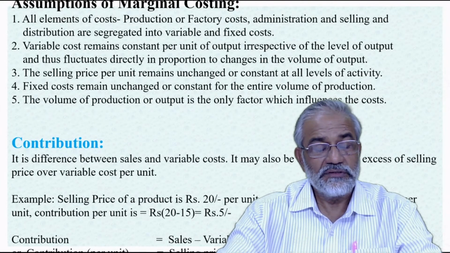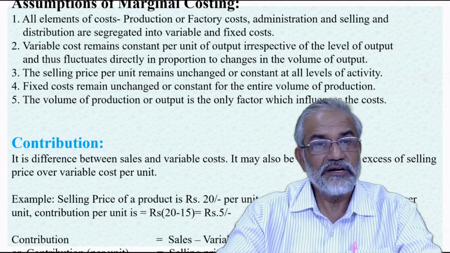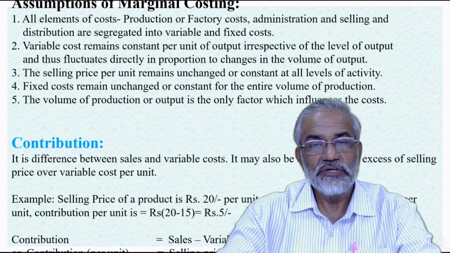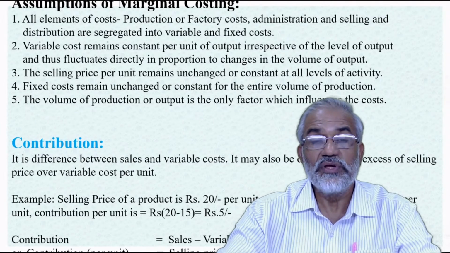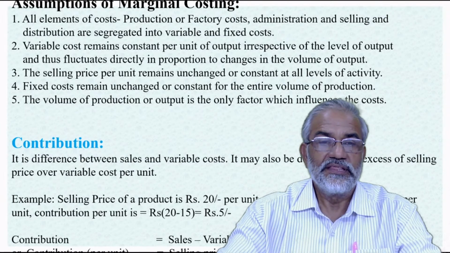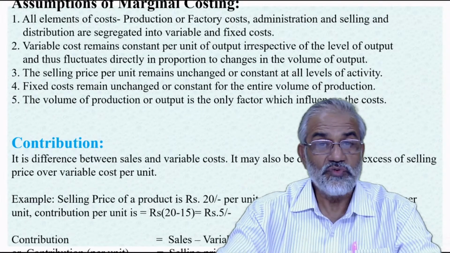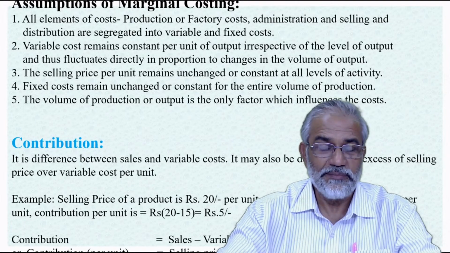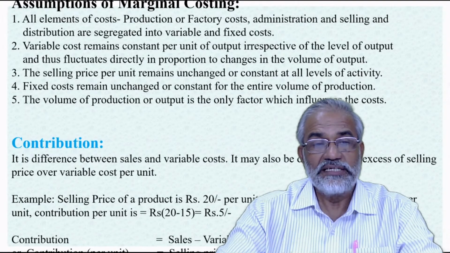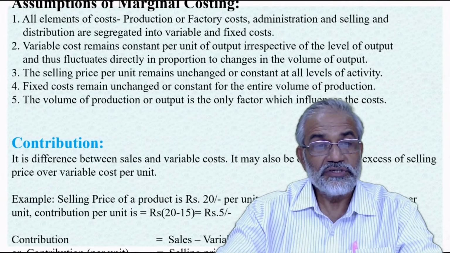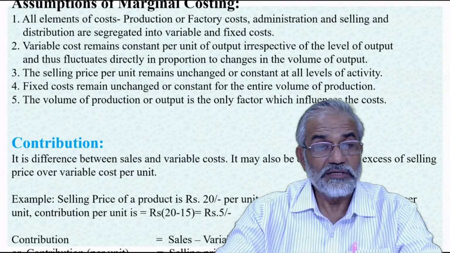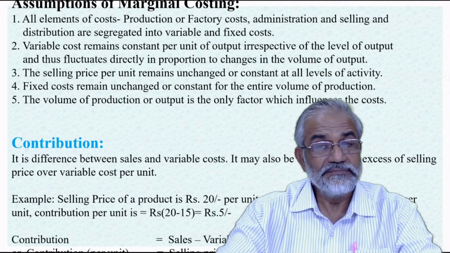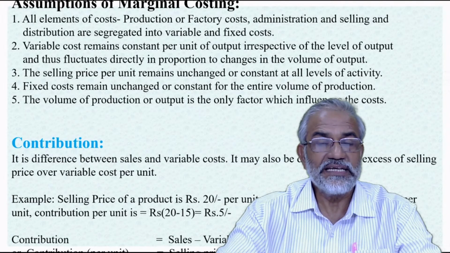The fifth important assumption under marginal costing is the volume of production or output is the only factor which influences the cost. That means when we are determining the contribution, which is the resultant of sales minus variable cost, that is the most influential item in the entire system of marginal costing.